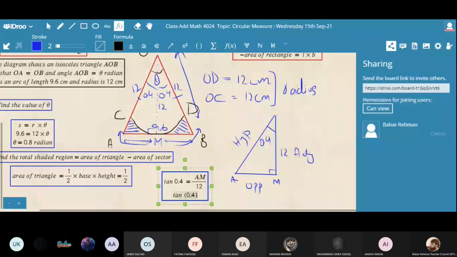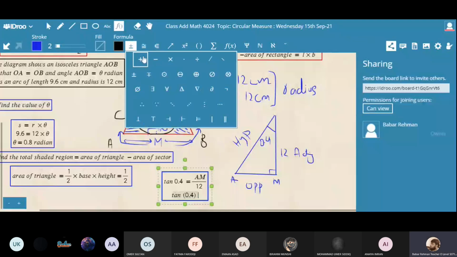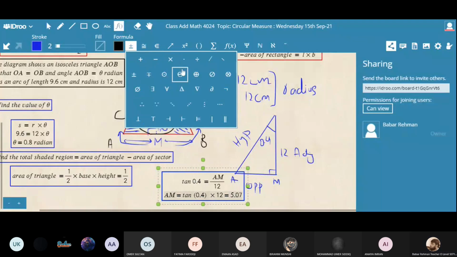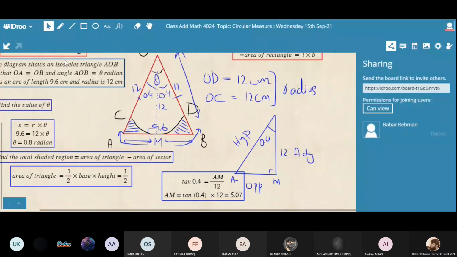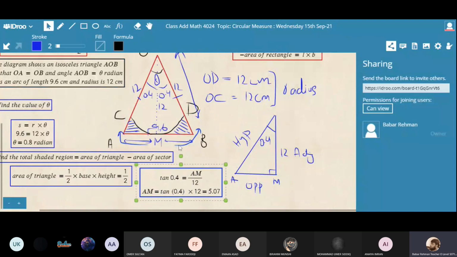5.07. Okay. Multiply by 12 is equal to AM. Let me write over here AM. Anaya, your answer 5.07, okay. This is the length of AM. So what is the complete length of AB? What is the complete length now?